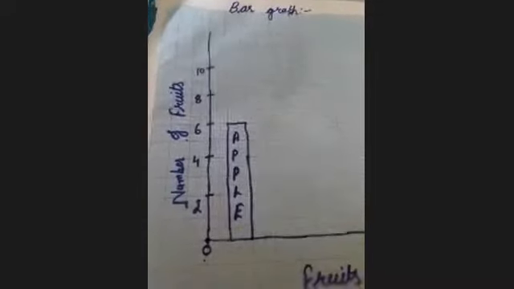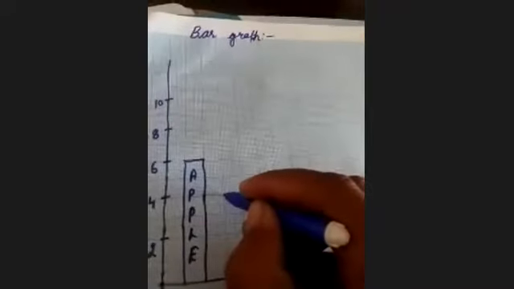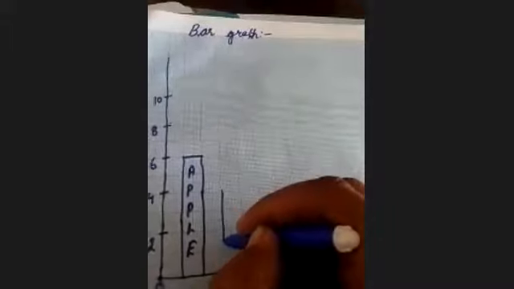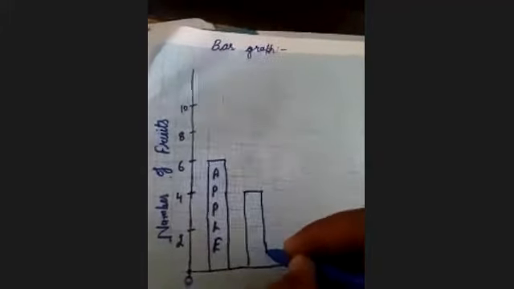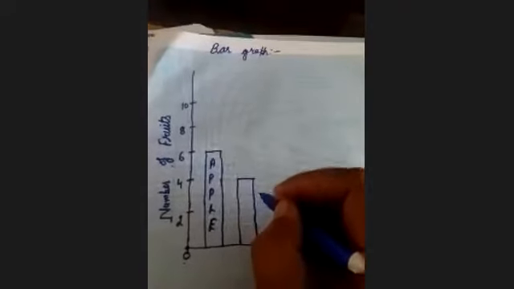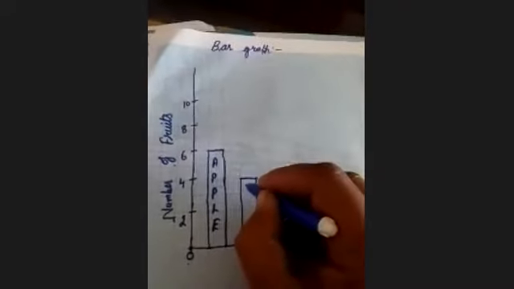Clear, friends? Next, the second fruit is banana. There are 4 bananas in this basket. So now leave one block, then draw a bar up to 4. Draw a bar. Yes, students, you will use a scale and pencil to draw these bars. Banana.